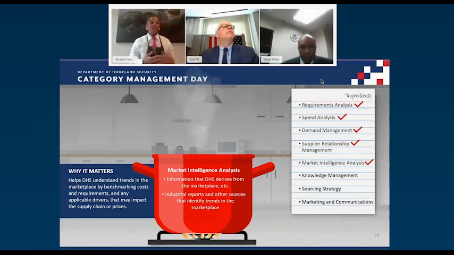You also want to think about, well, what's the government market share? Are there any market sensitivities? Competitive landscape and any forthcoming innovations and products and services. And so understanding the trends in the marketplace and being able to benchmark cost requirements and any applicable drivers will obviously impact the supply chain and our prices paid, and that will give us an idea of what we need to prepare for when we start thinking about how we're going to source certain goods or services.